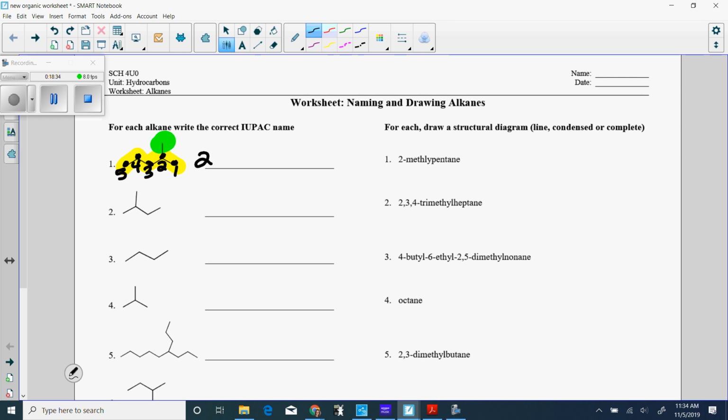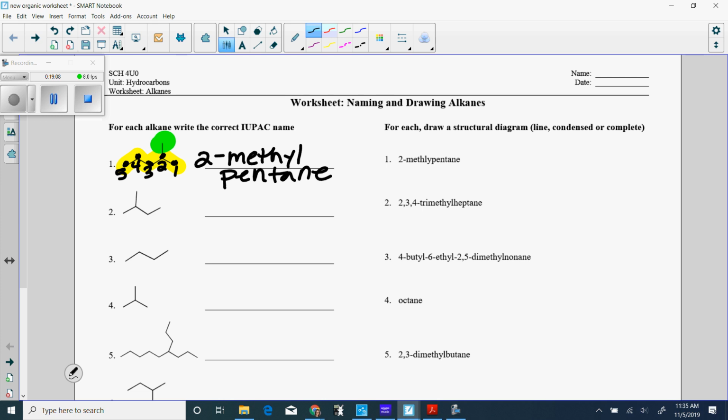I start with my number 2, give it a dash. What is it? It's a 1 carbon. I have my notes next to me, so I look up 1 carbon. Methane, but since it's a substituent, I'm going to change it to methyl. It's not a dimethyl because there's only 1. Di means 2. And then last is my longest chain, which is a 5 carbon. I look at my notes to see that it's a pentane. So that's a 2-methylpentane.